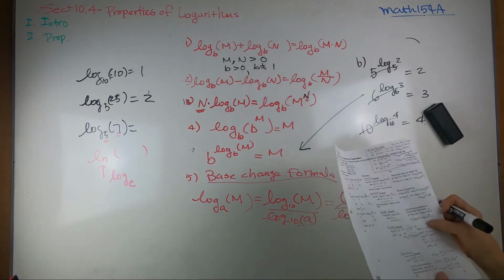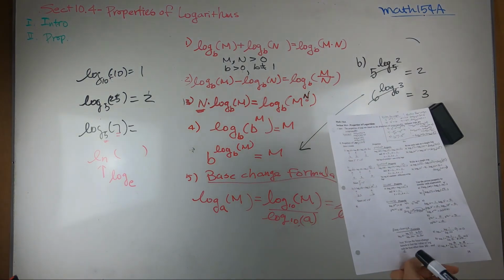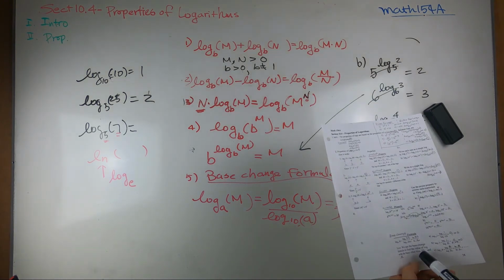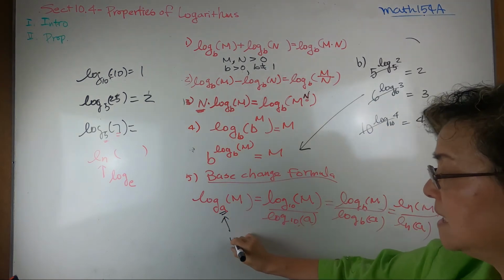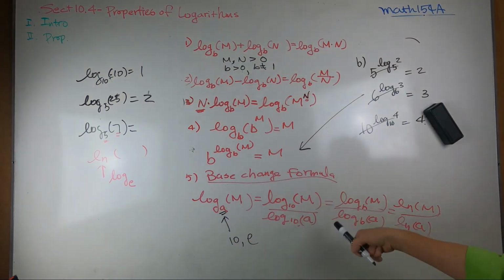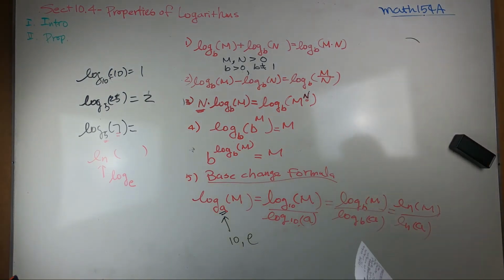On your notes, we say we use the base change formula to find the value of log with the base other than 10 and e. If this one other than 10 or e, then we use the base change formula to find the value.